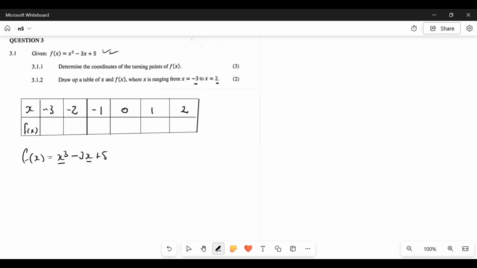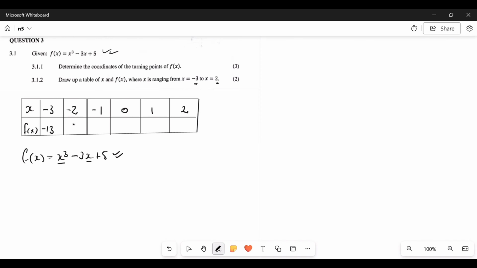So let's start with when x is equal to -3. If x is equal to -3, you have to substitute it into the original equation, and then you will get your f(x). So let's do it. Let's use our calculator. So when I substitute -3, I'm getting -13. There we go. Now let's go to the next one.